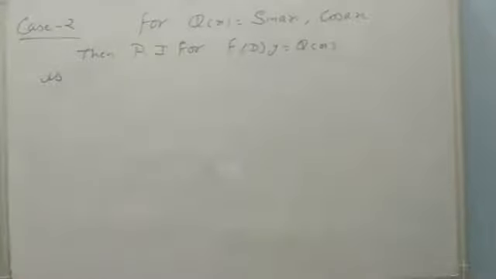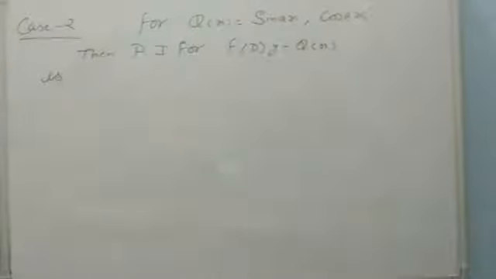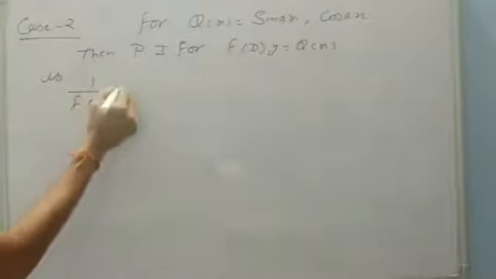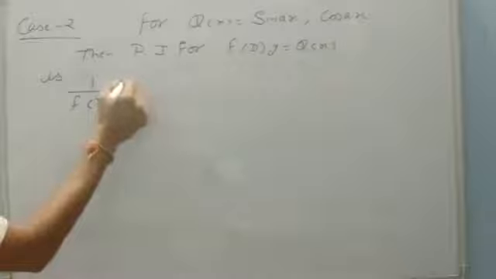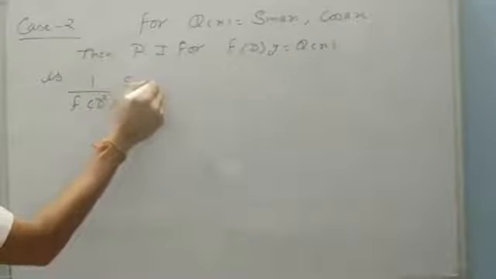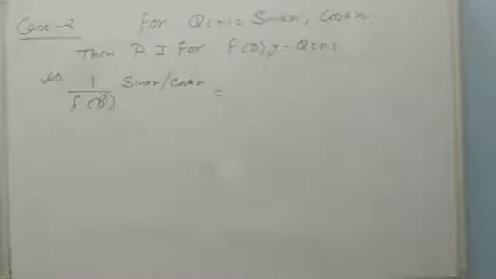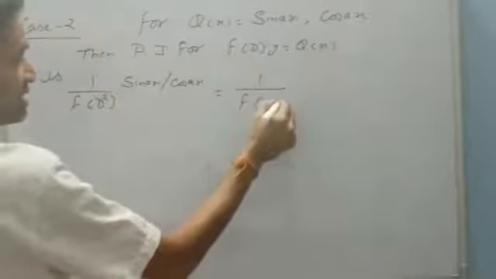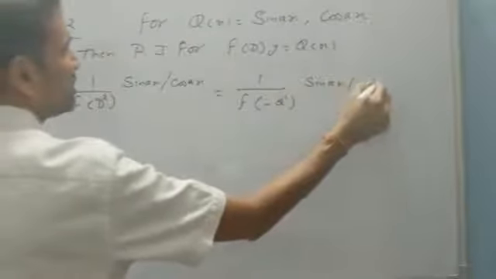Now there is case number 2. If Q(x) is a function of sine or cos, then what will happen? Then the particular integral for the equation is 1 upon f of d square. Be careful about that, that is d square of sine ax or cos ax, whatever it is, equals 1 upon f of minus a square, whatever it is, sine ax or cos ax.